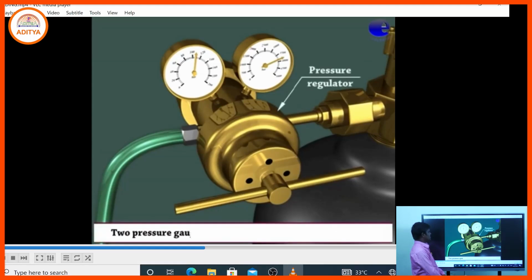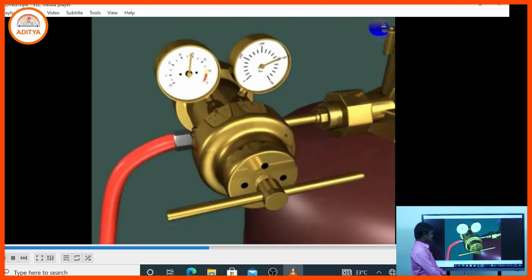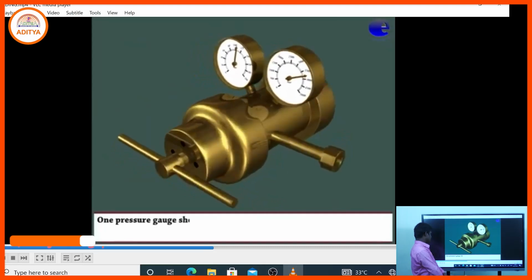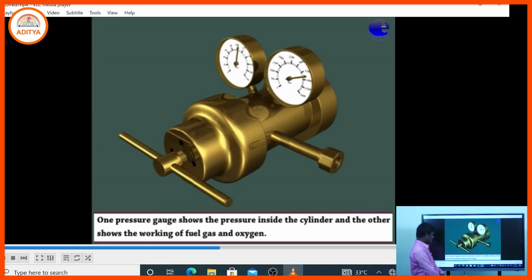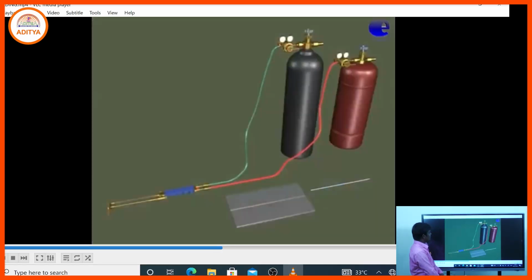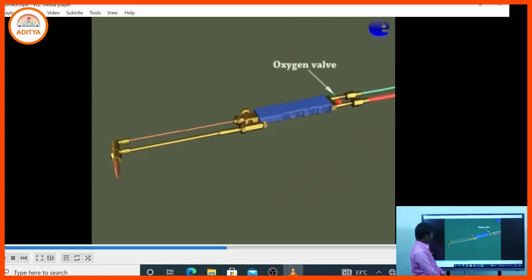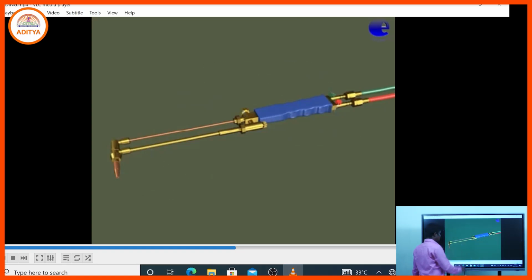There are pressure gauges, that is the pressure regulator. Two pressure gauges are fitted to both cylinders, and the other one shows the working fuel gas and oxygen pressure. That is the oxygen valve, and another is the acetylene valve. That is the mixing chamber, the handle, and the head tube.